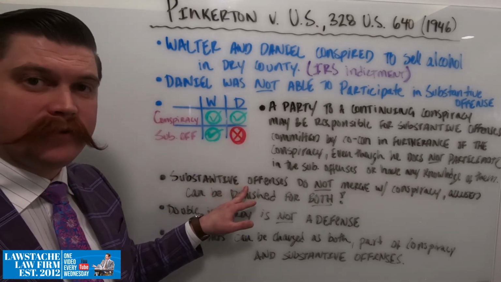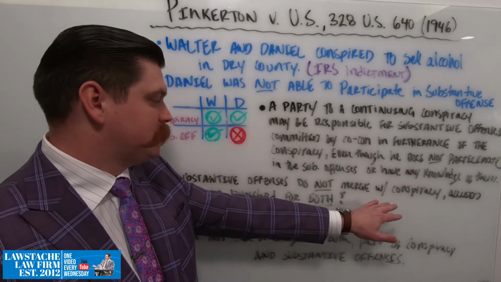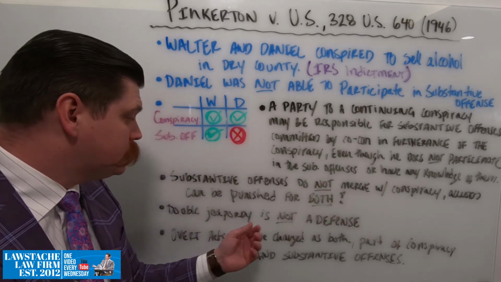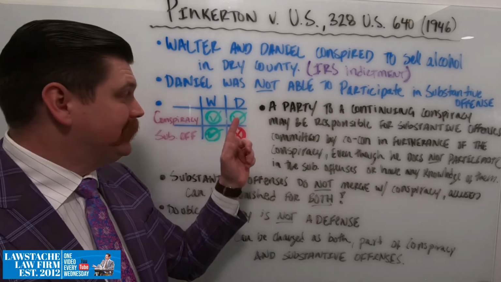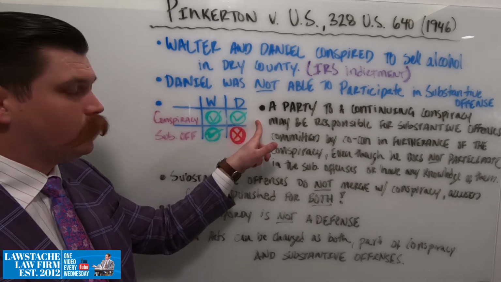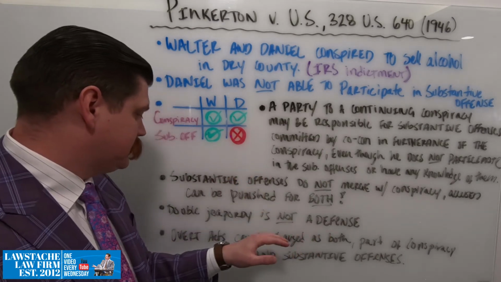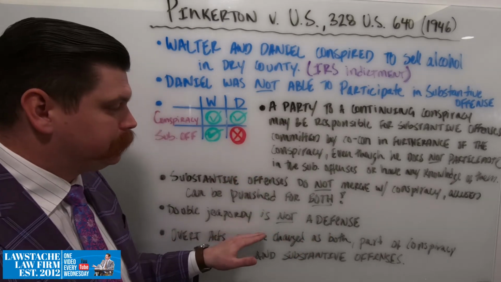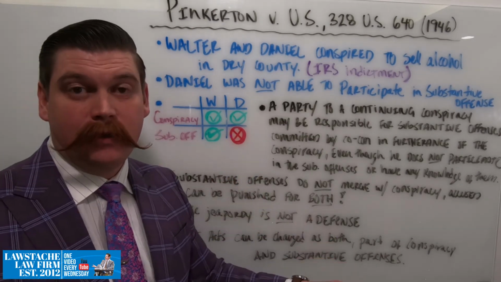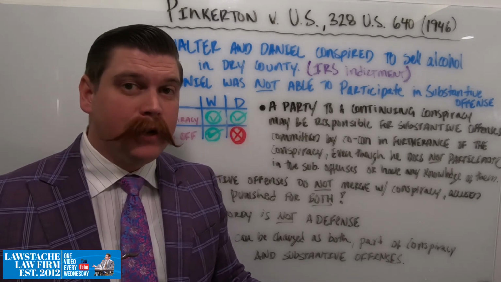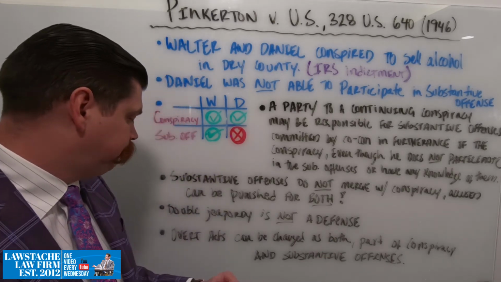The substantive offenses do not merge with the conspiracy. And the accused can be punished for both, like they did here. Daniel and Walter were punished for both conspiracy and substantive offenses. Double jeopardy is not a defense, even though they're being punished for both crimes.